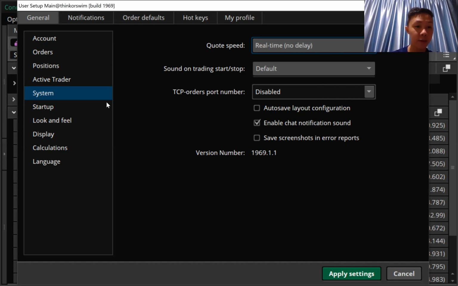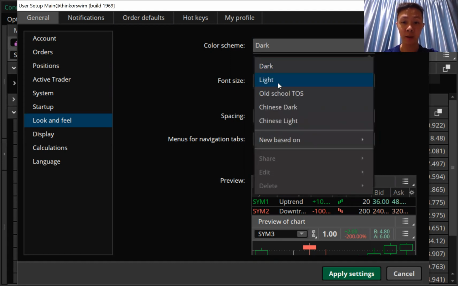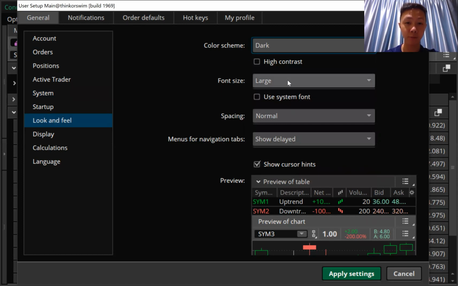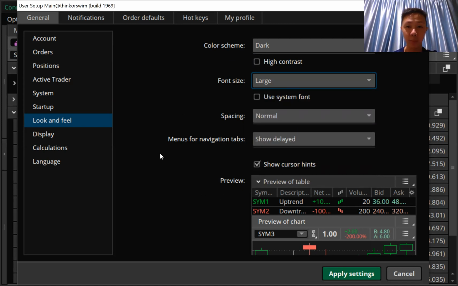Okay, and then the third one is look and feel. You click look and feel. You can change the color theme, dark, light, and so on. I prefer dark. And for font size, if you feel the font size is too small, you can change to larger, very large, and so on. Once you're happy with the settings, just click apply settings. Once you're done, click X.